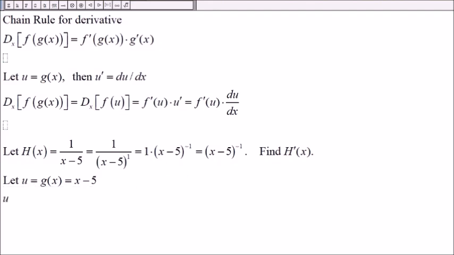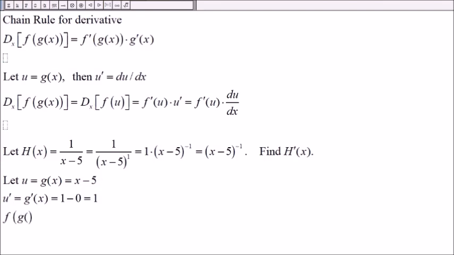So the derivative of u, or u prime, is equal to g prime of x. The derivative of x is just 1, and the derivative of the constant pi is 0, so we get 1.